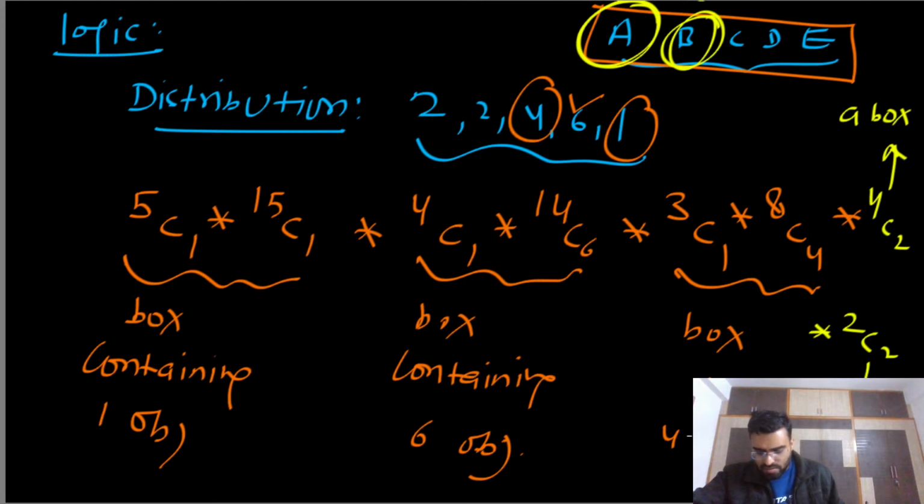Is this clear to everyone? Because now A and B both should have two elements. So A must have 2 elements. Let me select 2 elements and give to A, and the remaining 2 elements I should give to B. So this is how you should do it.